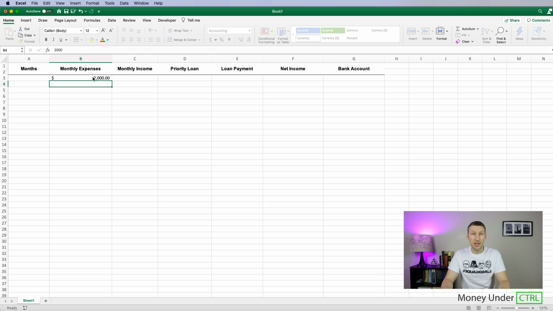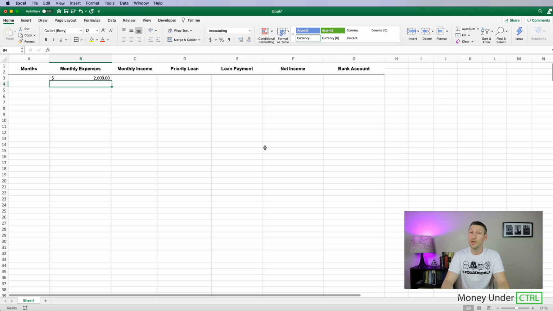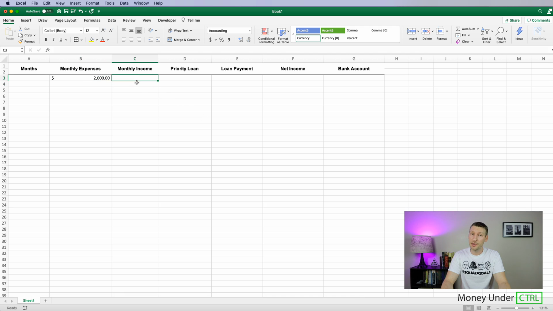The priority loan is the loan that you're currently paying off. If you calculated it into your monthly expenses, just simply take that number out. The third column is going to be for your monthly income. This one should be easy. Just multiply your paycheck by how many times you get paid per month.